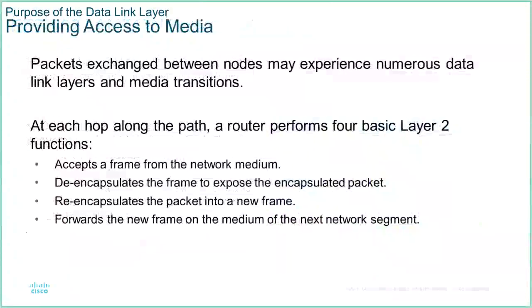So packets are exchanged via various media types, as I said, and we need to accept that frame off the network medium. We need to remove that layer 2 header, and then we need to re-encapsulate it with the new layer 2 header before forwarding it on to the next hop along the chain.